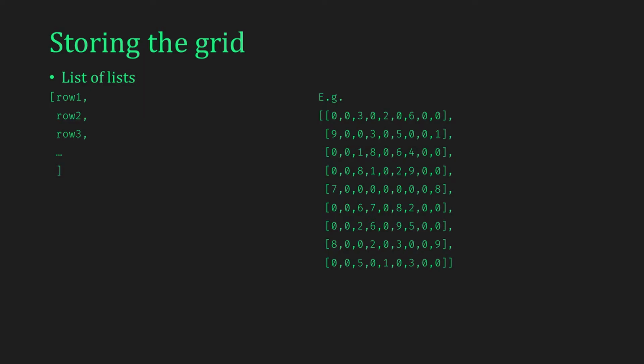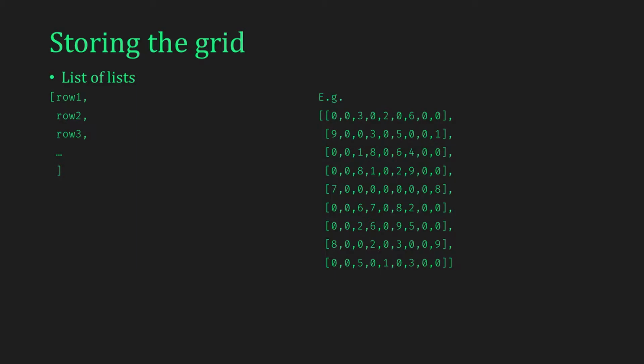So one option would be a list of lists, and this is in Python. Each row could be represented as a list of length 9. And then we have 9 of those lists representing the whole grid, from top to bottom. Each number can just be represented as a number in the list, and the blank spaces can be represented as zeros. So that's fine.